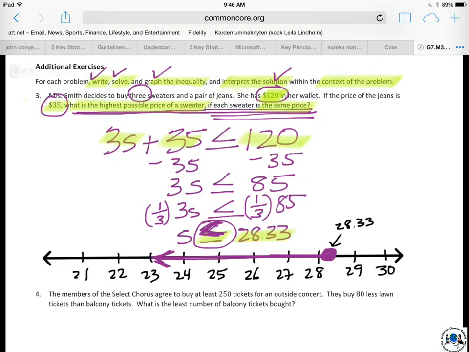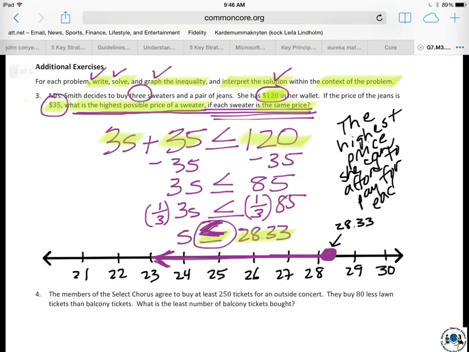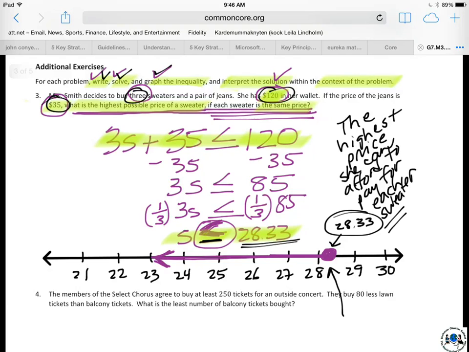And in terms of an interpretation of this solution, S is less than or equal to 28.33, which means the highest price she can afford to pay for each sweater is $28.33. Anyway, what I was trying to say at the end there is we have written, we have solved, we have graphed, and we have interpreted. Those 4 steps.